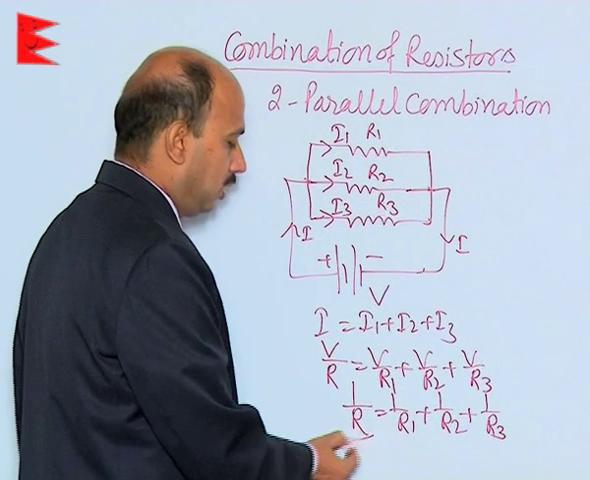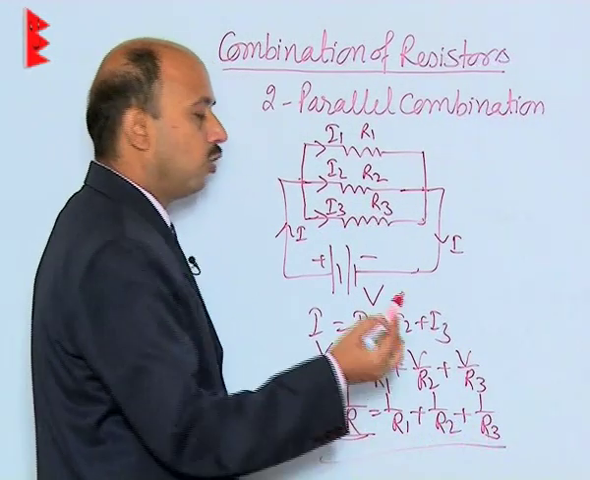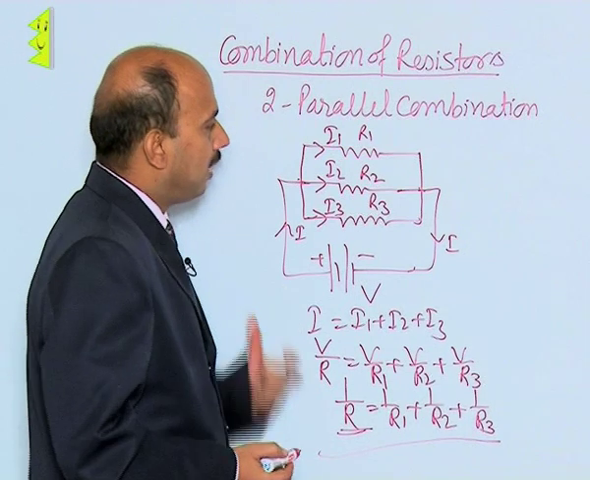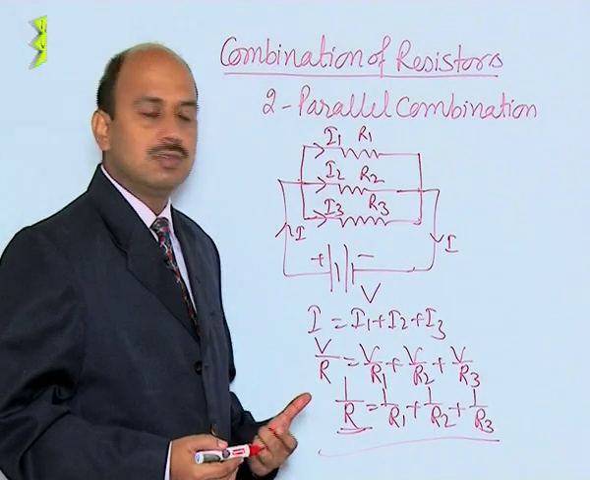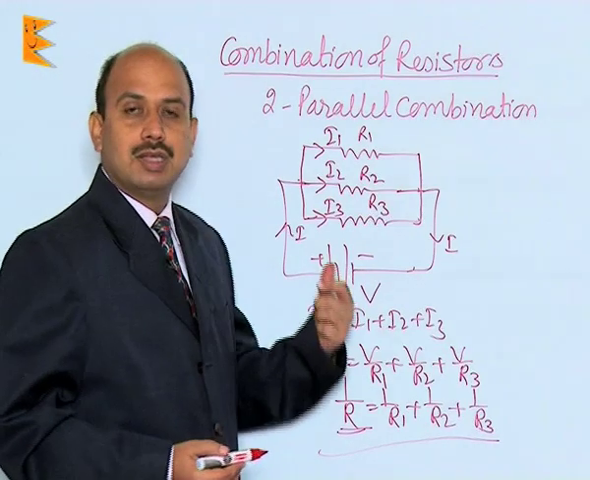So, this is here the equivalent resistance in case of the parallel combination. So, in parallel combination potential difference remains same for all the resistors, but current is different through all the resistors here.